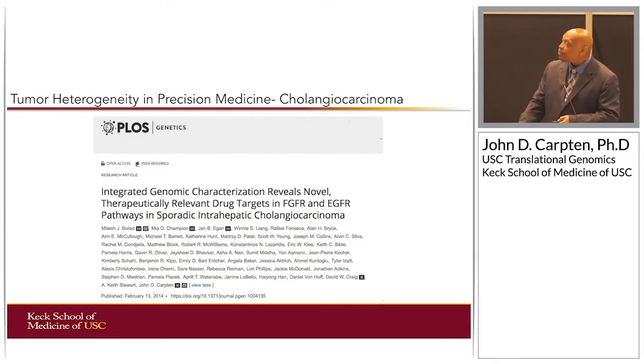And so I want to talk about some work that we've been doing in studying tumor heterogeneity, but in the context of precision medicine, where the information was used to identify therapeutically actionable events to treat patients. This paper was published in collaboration with our partners at the Mayo Clinic in Scottsdale, where we identified therapeutically relevant context around alterations in FGFR2 and the ERB receptor pathway in sporadic intrahepatic cholangiocarcinomas, and actually treated patients based on the results.